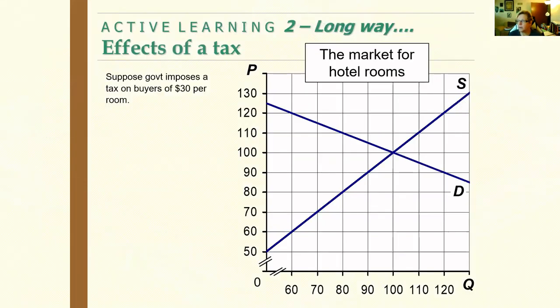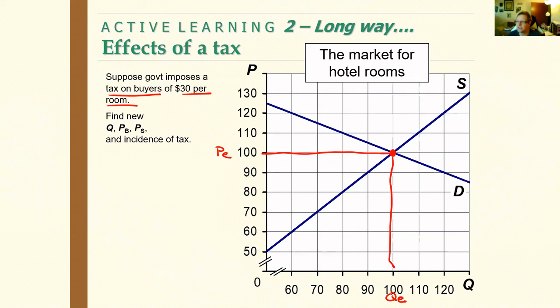Okay, so let's follow our steps. Suppose the government imposes a tax on the buyers of $30 per room. So the first step, let's find price equilibrium and quantity equilibrium. So this is price equilibrium at 100 and quantity equilibrium at 100. I always like to ask students at this point, is this market efficient? And your answer should be, yes, it's efficient. We can get to quantity equilibrium. So that's good. Now, what we want to do is find quantity, price the buyers pay, price that sellers receive, and the incidence of the tax.